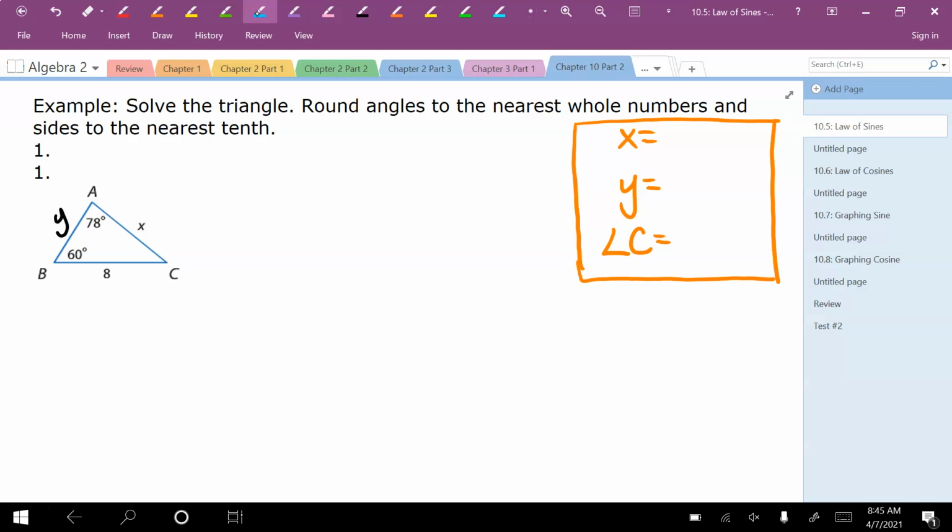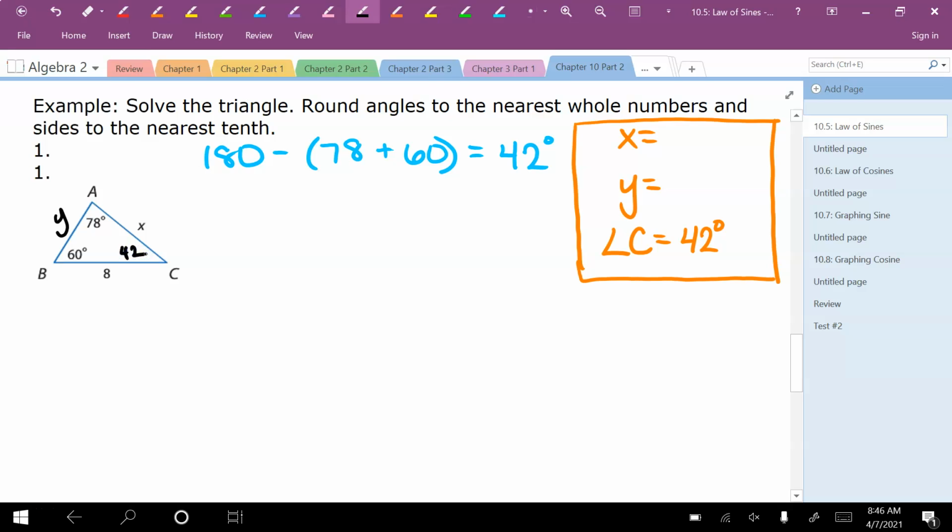Now, I think finding the angle is going to be the easiest thing to do. Do you guys remember how much angles in a triangle have to add up to? 180. And I have 2 of them. So to find the third, I'm going to subtract those from 180. So I'm going to start by doing 180 and subtract that 78 plus 60. And so that leaves me with 42. Okay, so that's angle C. That was easy enough to find.